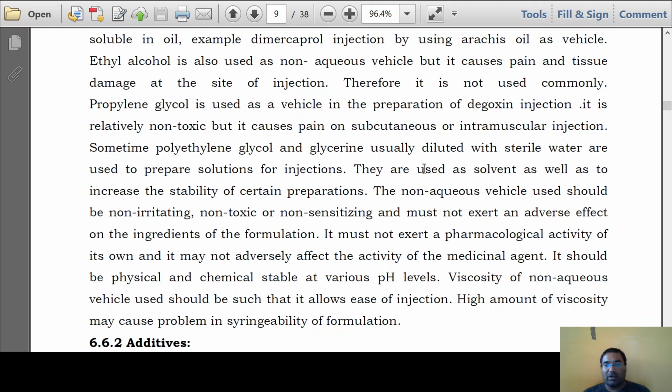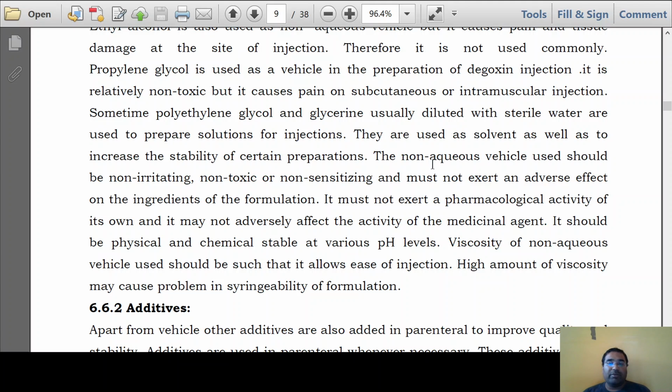The non-aqueous vehicle used should be non-irritating, non-toxic and non-sensitizing and must not exert an adverse effect on the ingredients of the formulation. It should not interact with the active ingredient, and it should not have any pharmacological activity. It should be physically and chemically stable at various pH levels. Viscosity of the non-aqueous vehicle should be such that it allows ease of injection. If oils are used, they may be problematic for withdrawal into the syringe and for injection into the patient. High viscosity may cause syringeability problems.